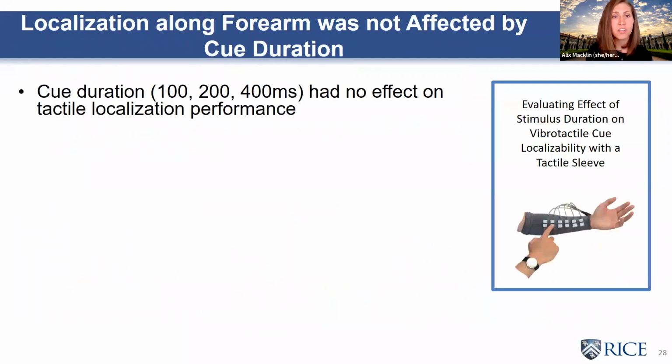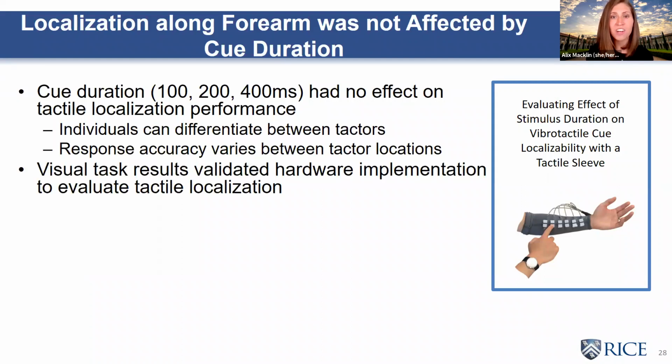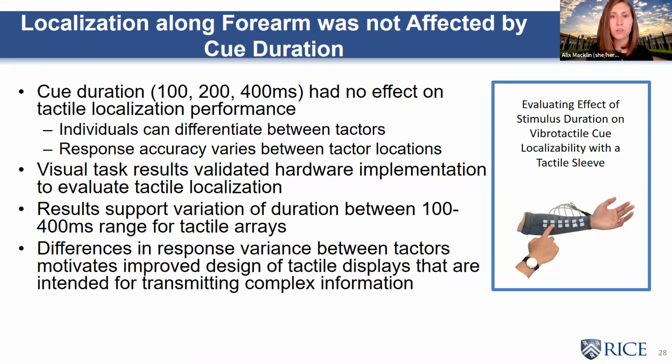In conclusion, the cue durations tested had no effect on tactile localization performance. The visual task results validated our hardware implementation. Our results support the variation of stimulus duration between 100 and 400 milliseconds for tactile arrays, but the differences in response variance motivates improved design of tactile displays.